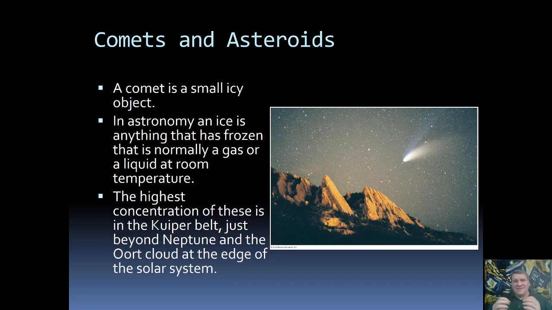Comets are small and icy objects. What we mean by ice in this case is not just frozen water, but anything that under normal conditions on Earth would be a solid or a liquid. If it is so cold that it has frozen, then we consider it an ice. So although they do contain water ice, we can also find things like methane ice or ammonia ice in these objects. The highest concentration of comets is located in the Kuiper belt, which is beyond the orbit of Neptune, and we expect another population of comets in a region referred to as the Oort cloud, which is way out at the very, very edge of the solar system.